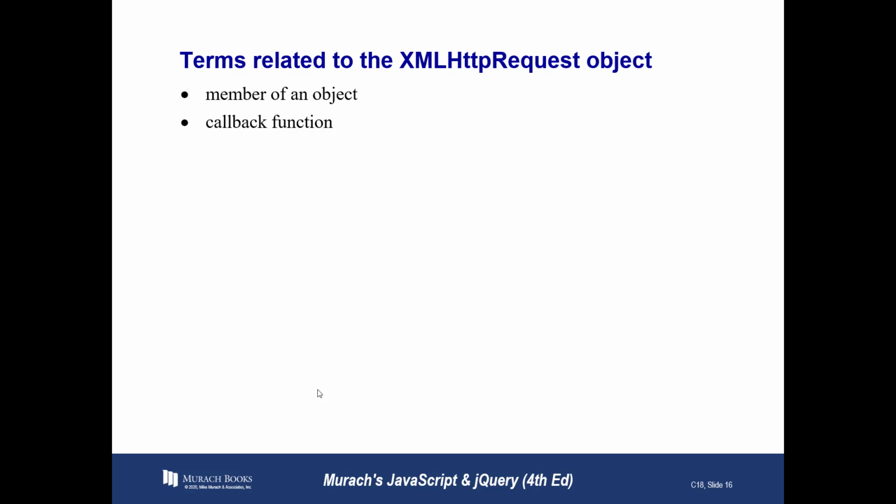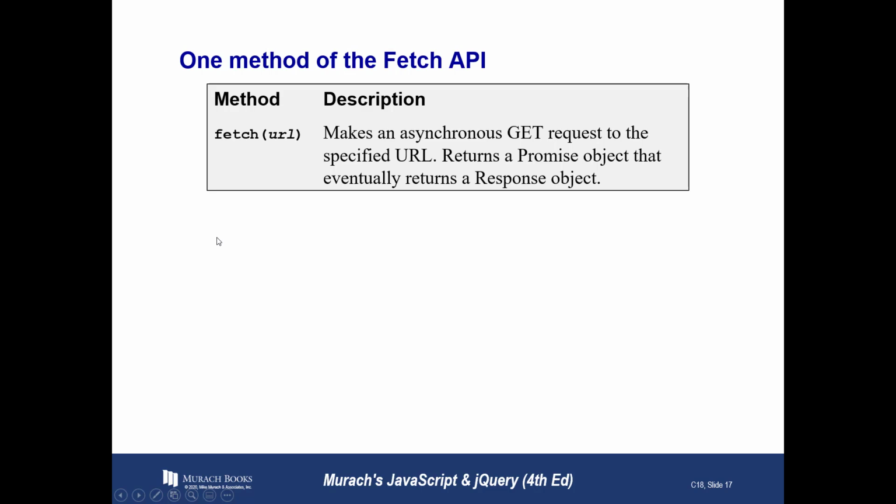As it says here, terms related to this: member of an object, callback function. Well, it says here one method of the fetch API. The only way that we will understand fetch is to actually do some work with fetch. And you may or may not remember, but we actually did do a fetch assignment in the AWD 1000 class in the fall semester. And we'll go back and probably take a look at it again. And I'll do a similar one, if not the same one, in this fall's AWD 1000 class.